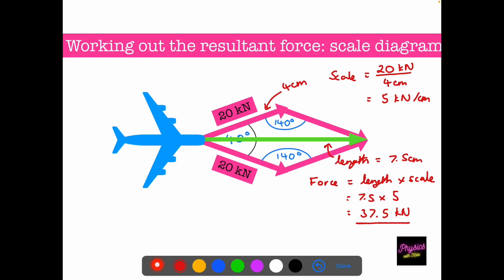If you're asked for the direction, what you'll need to do is get your protractor and measure it from whichever point you've been asked to give the angle for the direction. So if it was give the direction with respect to the upper 20 kilonewton force, then what you're going to do is measure the angle here, which in actual fact, the way the question is set up, would be 20 degrees, half what was given. But depending on the question, it could be anything.